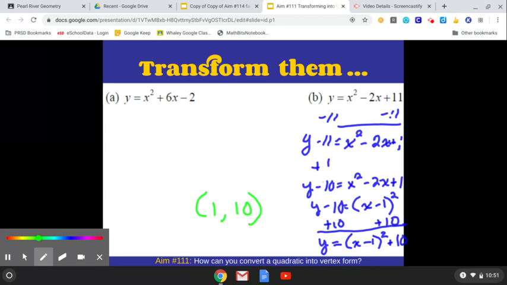You can see in step 1, I brought the 11 to the other side. Then I took half of -2, which is -1, and I squared it. That's plus 1. So that's why you see that I've added plus 1 to both sides. I kind of wrote it up here this time, but that's my plus 1 to both sides. Factored that thing into x minus 1 and x minus 1, which I wrote as x minus 1 squared. Then I brought the 10 to the other side, and y equals x minus 1 squared plus 10 when I brought the 10 back over.